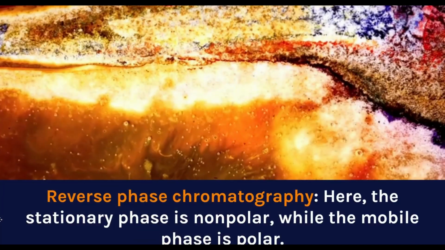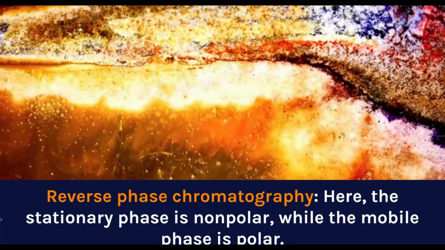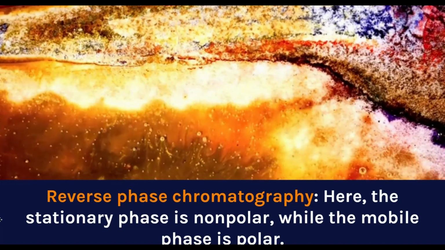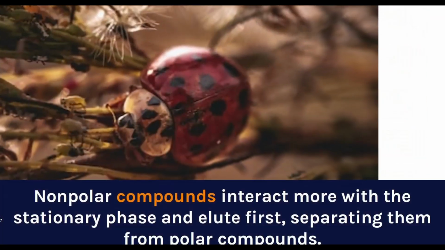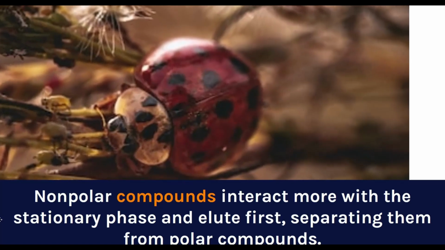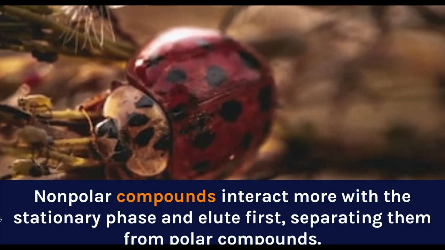Reverse phase chromatography. Here, the stationary phase is non-polar, while the mobile phase is polar. Non-polar compounds interact more with the stationary phase and elute first, separating them from polar compounds.